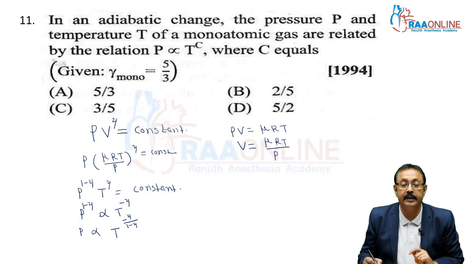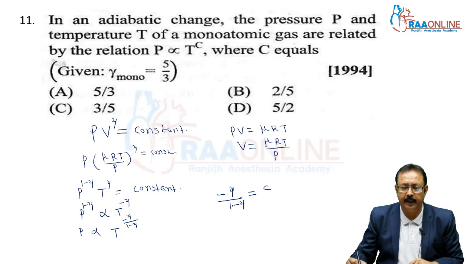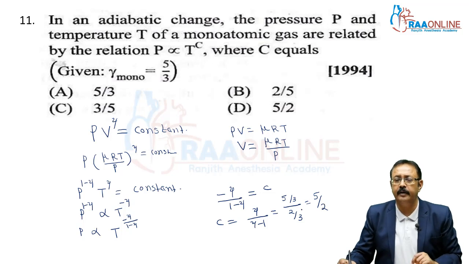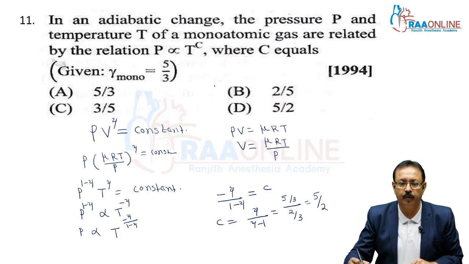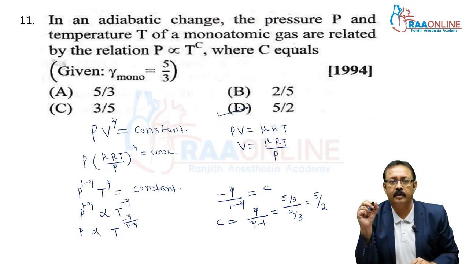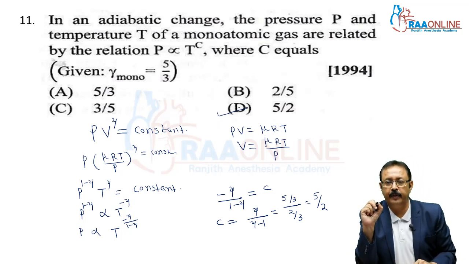But what is given there, they are saying minus gamma upon 1 minus gamma should be equal to C. Take minus common. So we are getting C is equal to gamma upon gamma minus 1. Gamma is given 5 by 3. 5 by 3 minus 1 means 2 by 3. Cancel 3 with 3. So we are getting the value of C as 5 by 2. So we are going with option D. So the correct option was D, 5 by 2.